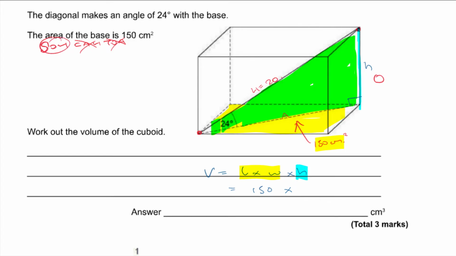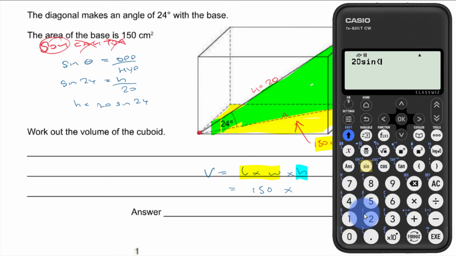Okay, so putting in the things that we know into the formula. So sine theta is equal to the opposite over the hypotenuse. So the sine of 24 is equal to H, the height of my cuboid, divided by the hypotenuse, which was 20. Rearranging for the height is equal to 20 sine 24, and tapping that into the calculator, 20 sine 24, that comes out to be 8.13 and change, equals 8.13.